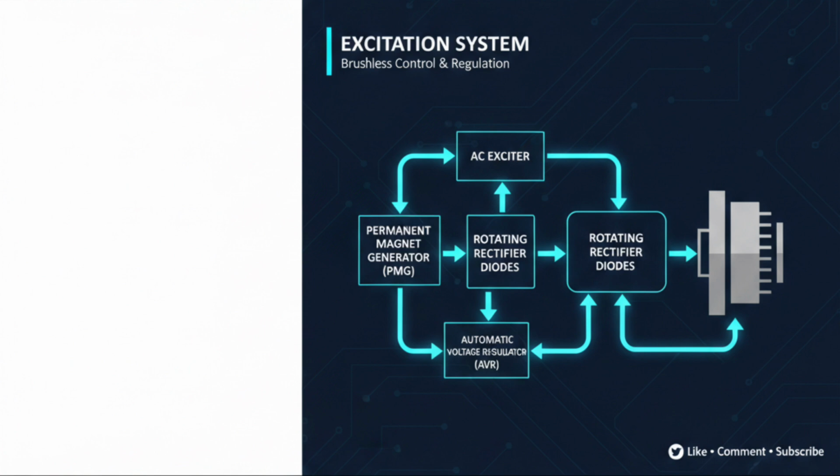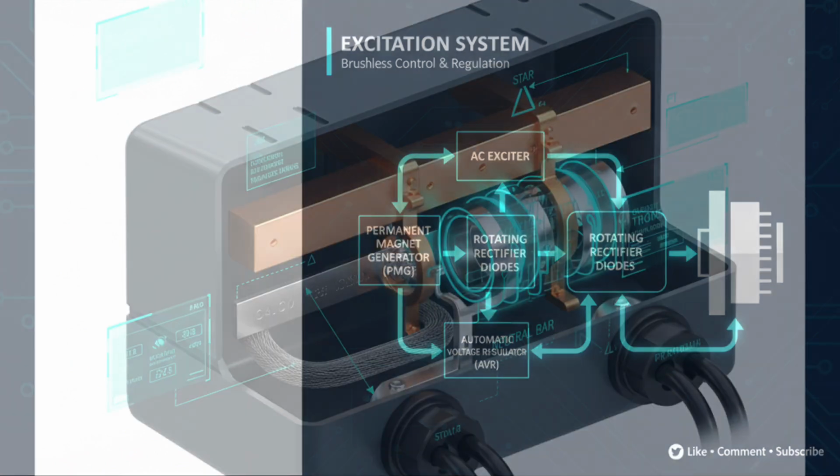The AVR controls the exciter output and therefore the main field current, keeping terminal voltage constant during load variations. Brushless systems greatly reduce maintenance and eliminate sparking, which is particularly important in enclosed engine room environments.